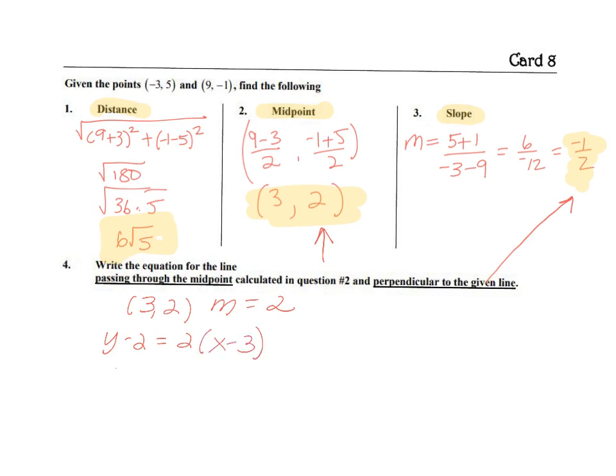And then I've just got to do the distributive property, and then add the 2. And so I'm going to get y equals 2x minus 4. And that's my answer to the equation of the line passing through the midpoint and perpendicular to the given line.